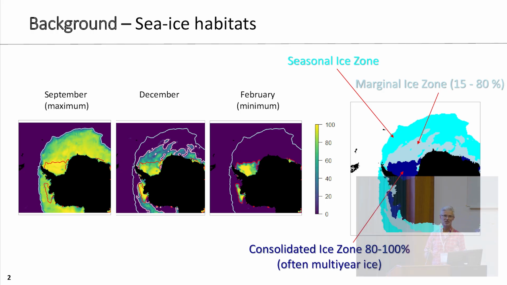Just some definitions about sea ice. The sea ice around Antarctica covers about 20 million square kilometres when it's at its maximum, which is around September, early October. And then as the summer progresses, that shrinks back to about 4 million. So that makes it one of the biggest seasonal habitats on Earth. It's about twice the size of Canada.